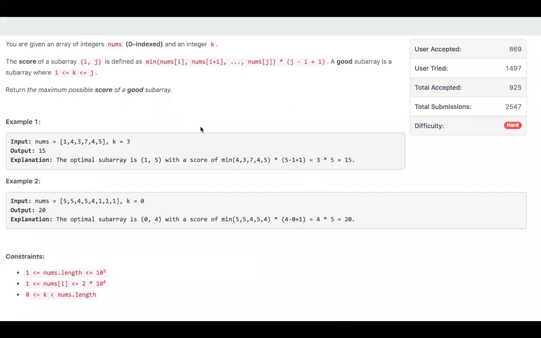Okay, so the problem is this: if you haven't read it, you can take some time to read. The idea is very simple. We have to pick an element at index k. Then we can include some elements before k and some elements after k. We need to get the maximum value of this formula.